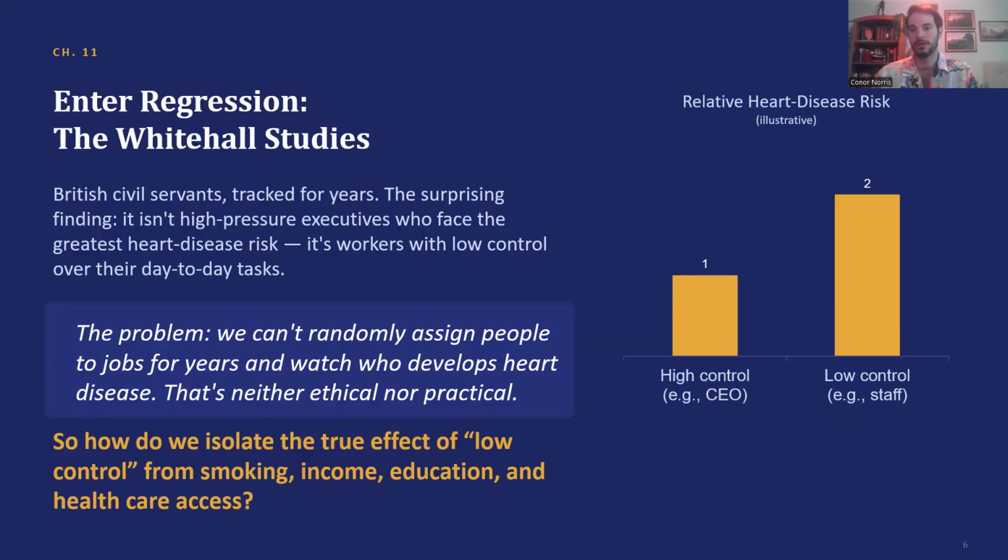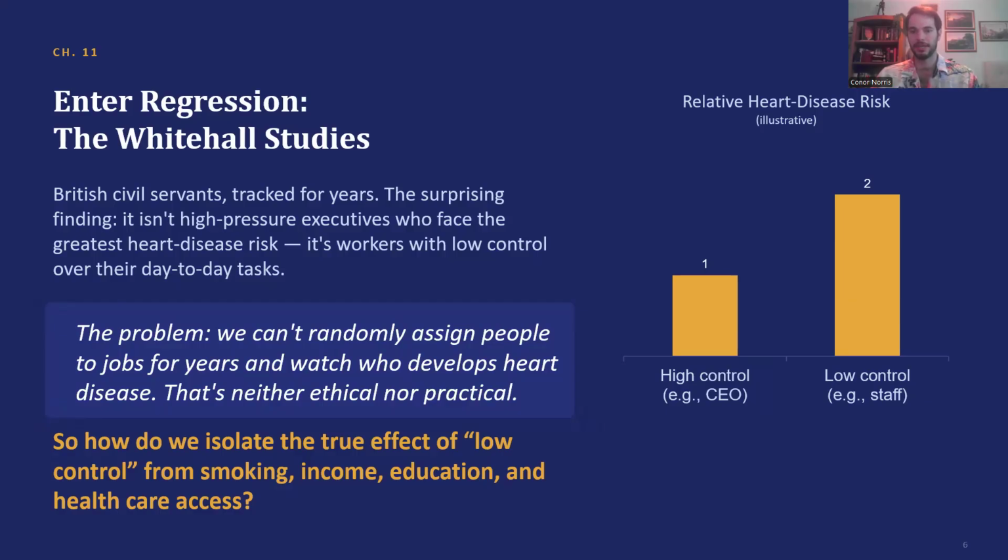That question, what else might explain this, is exactly what regression analysis is built to answer. So chapter 11 in Naked Statistics opens with a striking finding from the Whitehall studies of British civil servants. It's not the high-pressure executives who face the greatest risk for heart disease. It's workers with low control over their day-to-day tasks. But the issue is we can't randomly assign thousands of people to different jobs for years and see who develops heart disease.